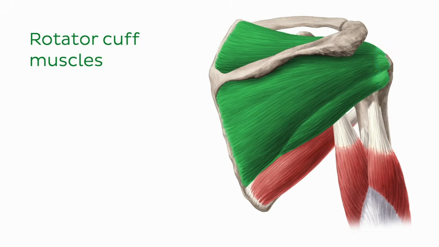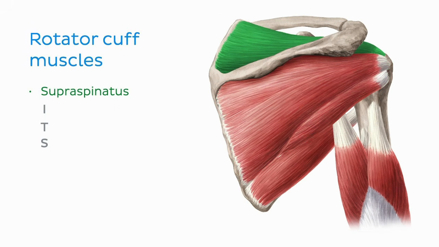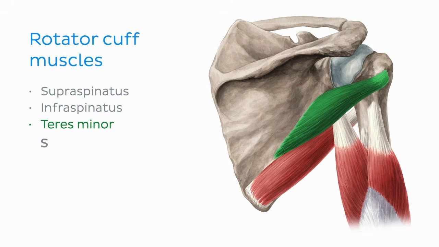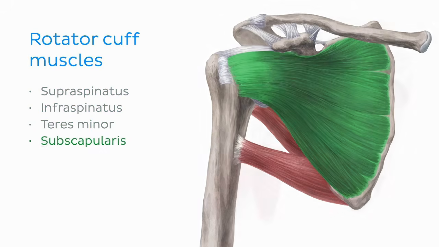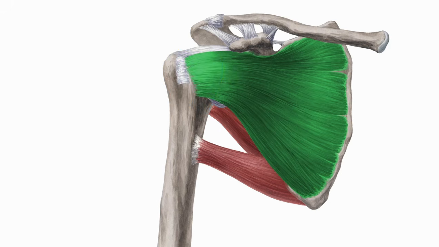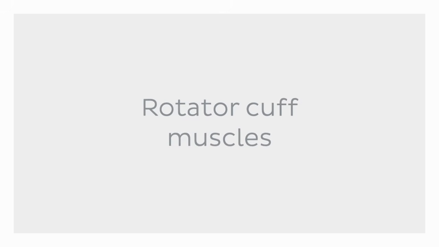The rotator cuff muscles are also sometimes known as SITS muscles. SITS is a handy little mnemonic that can help you remember the rotator cuff muscles, where S stands for supraspinatus, I for infraspinatus, T for teres minor, and the final S for subscapularis. The rotator cuff muscles all extend to insert onto the head of the humerus, but it is their origins that reveal their differences. Let's take a quick look at these muscles individually.